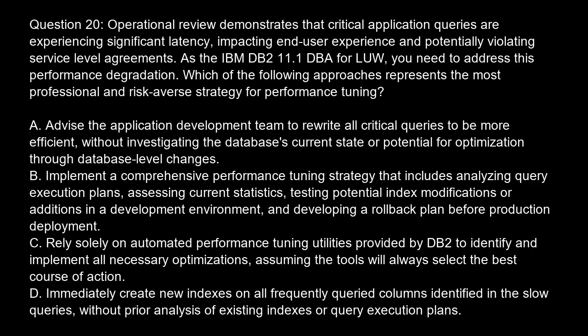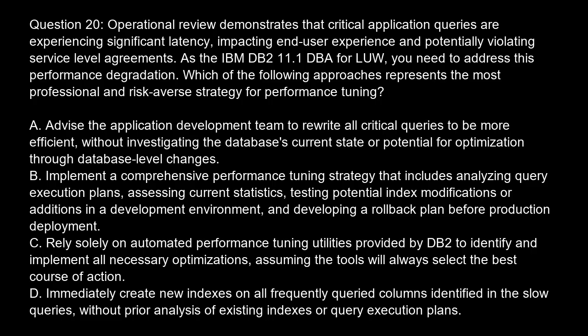Option A. Advise the application development team to rewrite all critical queries to be more efficient, without investigating the database's current state or potential for optimization through database-level changes. Option B. Implement a comprehensive performance tuning strategy that includes analyzing query execution plans, assessing current statistics, testing potential index modifications or additions in a development environment, and developing a rollback plan before production deployment.